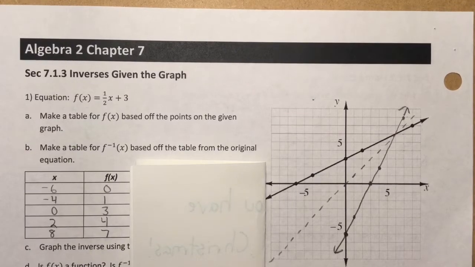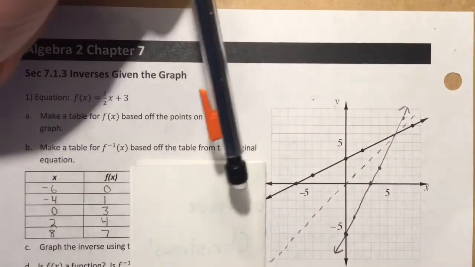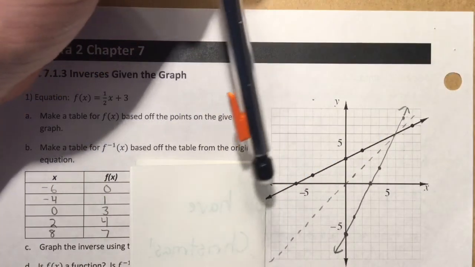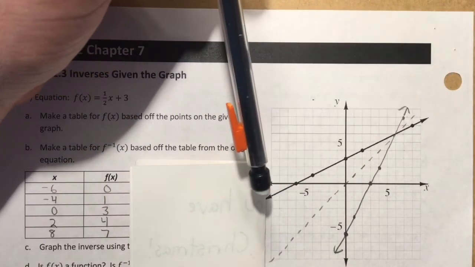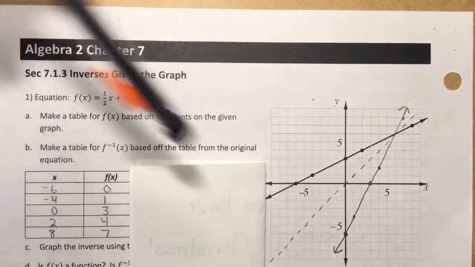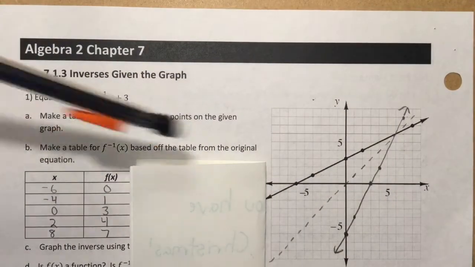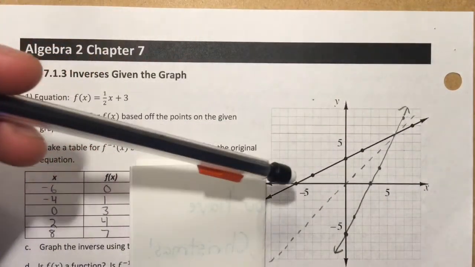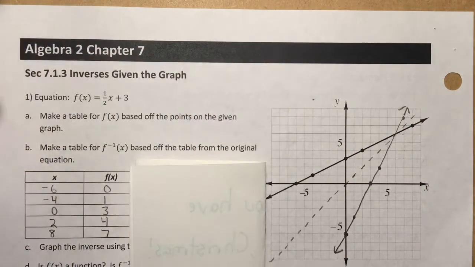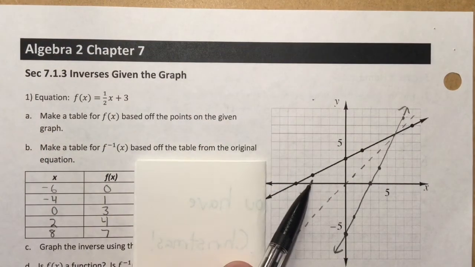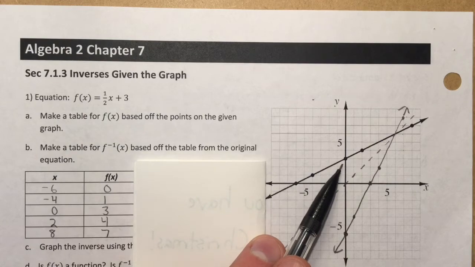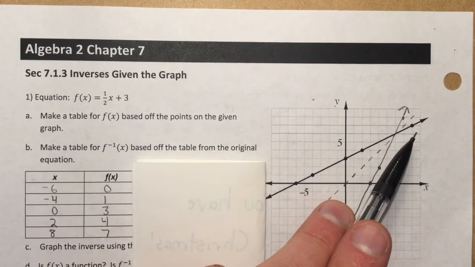As we get into our next section, the first thing we're going to talk about is graphs of inverses from a graph. So this dark line is what you have on your paper already. The first thing we do is make a table for that. We're pulling these points off. There's our first point, negative 6, 0. And then we have negative 4, 1; 0, 3; 2, 4; and 8, 7.